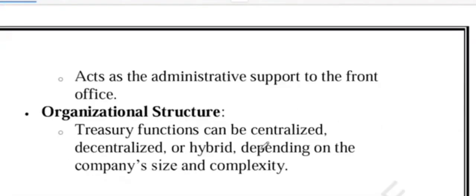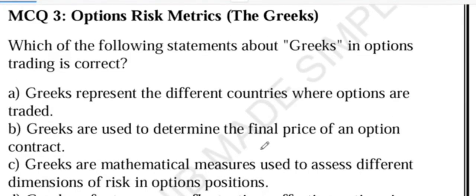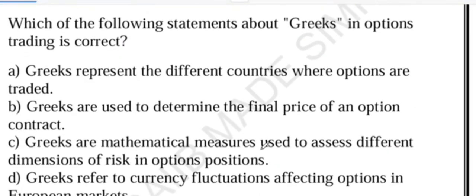Now friends, I hope it is clear. Now let's go to question number 3, which is based on option risk metrics, that is the Greeks. Let's try to understand. The question is, which of the following statements about Greeks in option trading is correct? Option A says Greeks represent the different countries where options are traded. B says Greeks are used to determine the final price of an option contract. C says Greeks are mathematical measures used to assess different dimensions of risk in an option position. And D says Greeks refer to currency fluctuation affecting options in the European market. So which option do you think is correct?